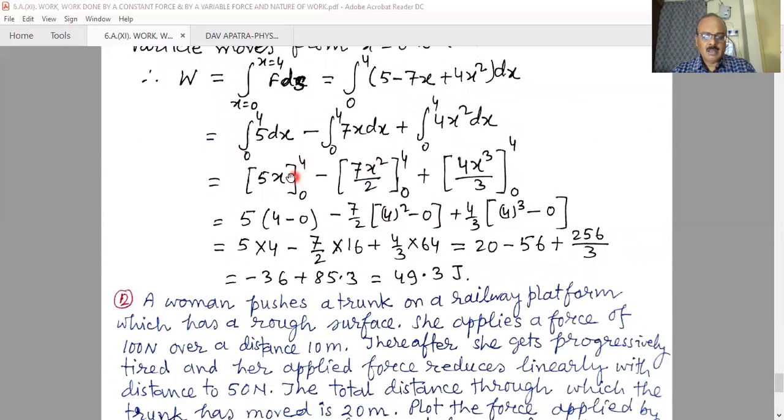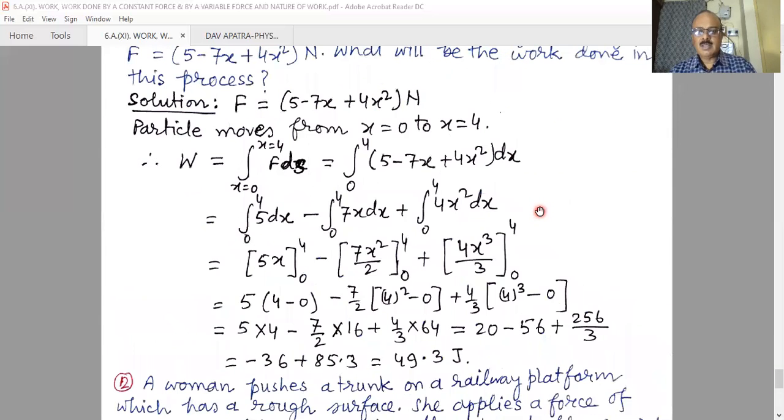Now by putting upper limit minus lower limit in this way, that is 5 into 4 minus 0, minus 7 by 2 into 4 squared minus 0 squared, plus 4 by 3 into 4 cubed minus 0 cubed. From that we get 5 into 4, minus 7 by 2 into 16, plus 4 by 3 into 64, that is 20 minus 56 plus 256 by 3, and ultimately we get 49.3 joule work.